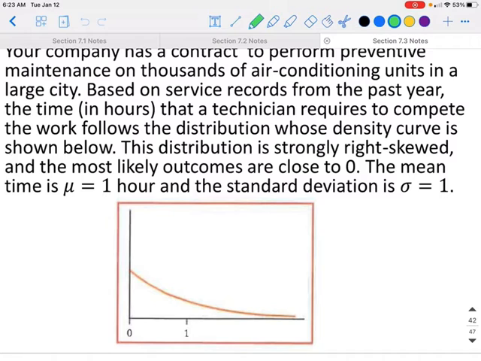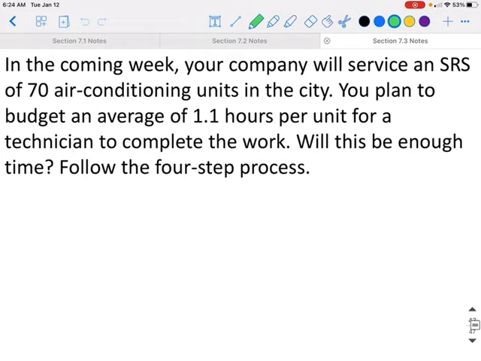This distribution is strongly skewed to the right. The most likely outcomes are close to 0, and the mean time, mu, is equal to 1 hour with a standard deviation of 1. In the coming weeks, your company will service a simple random sample of 70 air conditioning units in the city. You plan to budget an average of 1.1 hours per unit for a technician to complete the work. Will this be enough time?